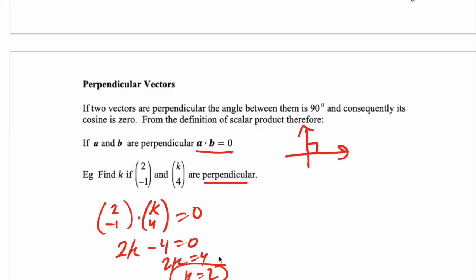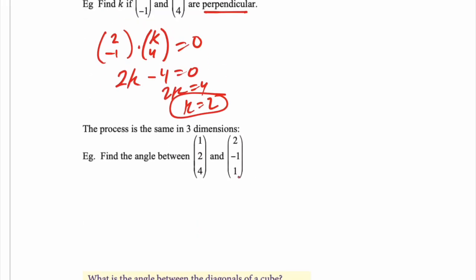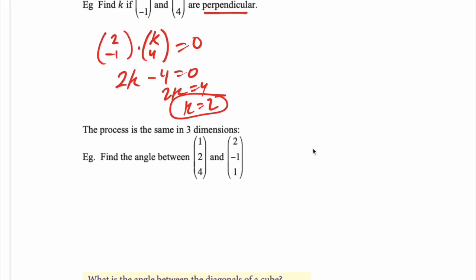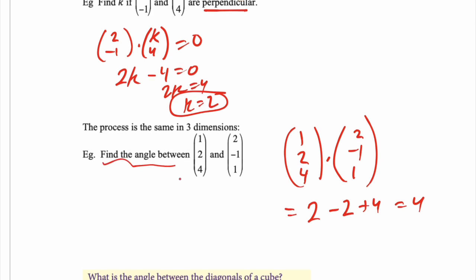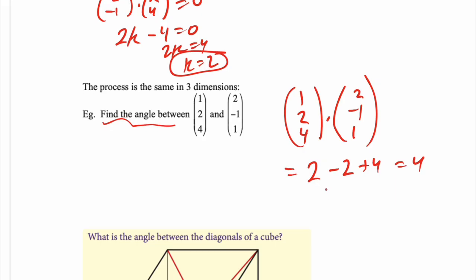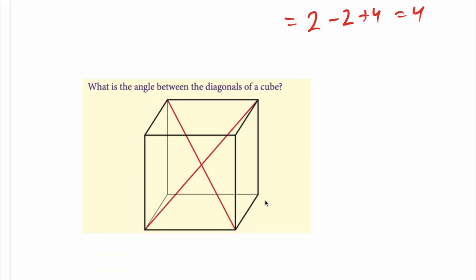You do the same thing in 3D. Let's check the angle between these two guys. Just do the dot product first, and you don't have to worry about the entire formula, because if the dot product is 0, we know it's a 90-degree angle. So you get 2 minus 2, plus 4, that's 4, so it's not a 90-degree angle. I guess you'd have to use the formula to find the angle, but I'm going to leave that as an exercise for you.